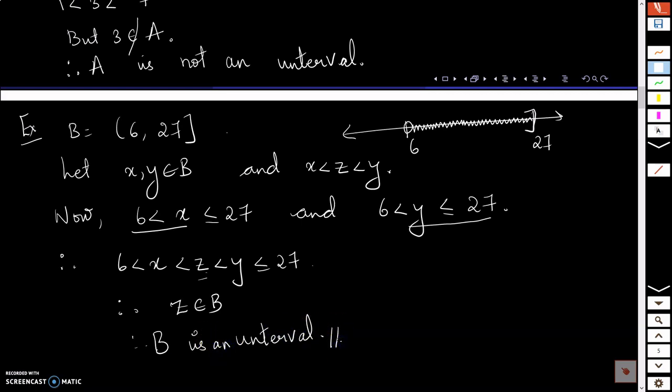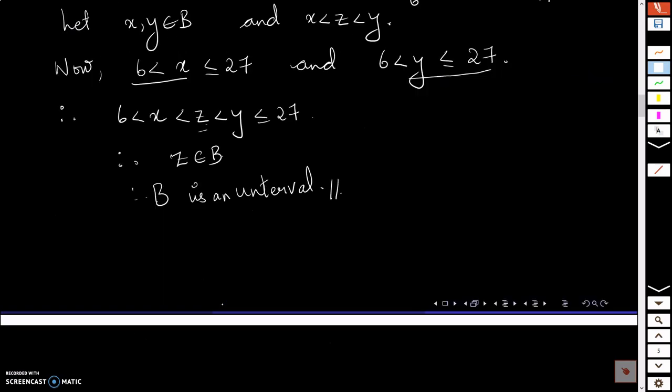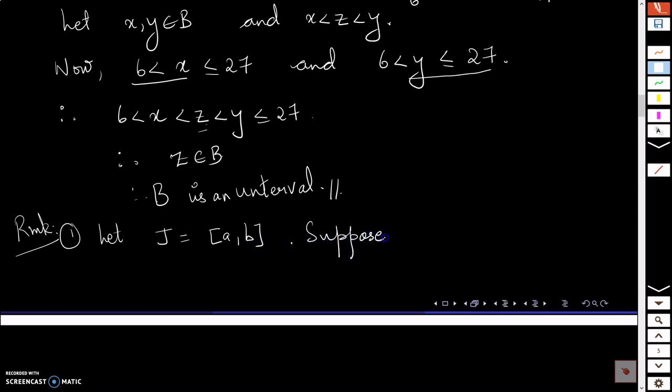So we saw one example of a subset of R which is an interval, and one subset which is not an interval. Now I'll state one remark. Let's look at the first type of interval that we had considered, that is the closed interval, and I will give it some name. Let's say J. Let J be equal to the closed interval [a, b], and suppose a is equal to b.